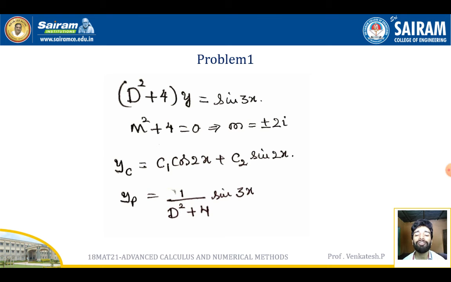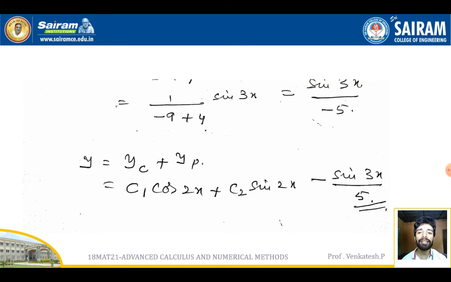Now we will see how to find yp. yp is given by the given trigonometric function divided by the operator. In the problem the operator is D square plus 4, so the equation will be sin 3x by D square plus 4. As we know, in type 2 we have to replace all the D square terms by minus a square. Since the x coefficient here is 3, we replace all D square terms by minus 3 square, which becomes minus 9. Minus 9 plus 4 will become minus 5. I got the equation sin 3x by minus 5.